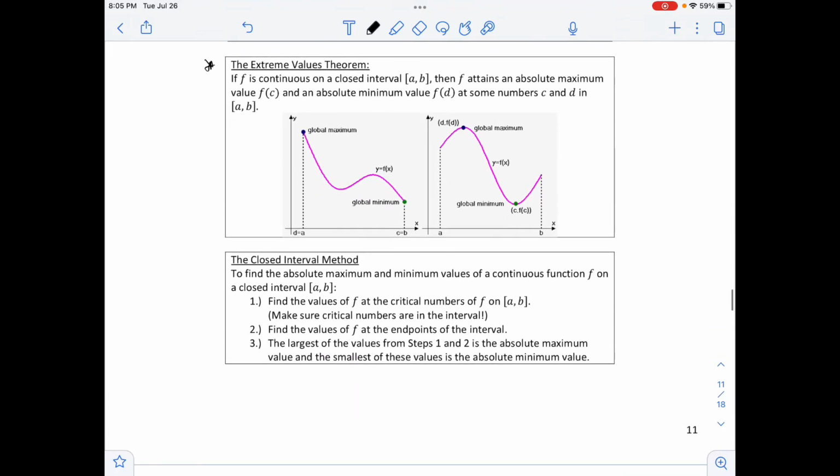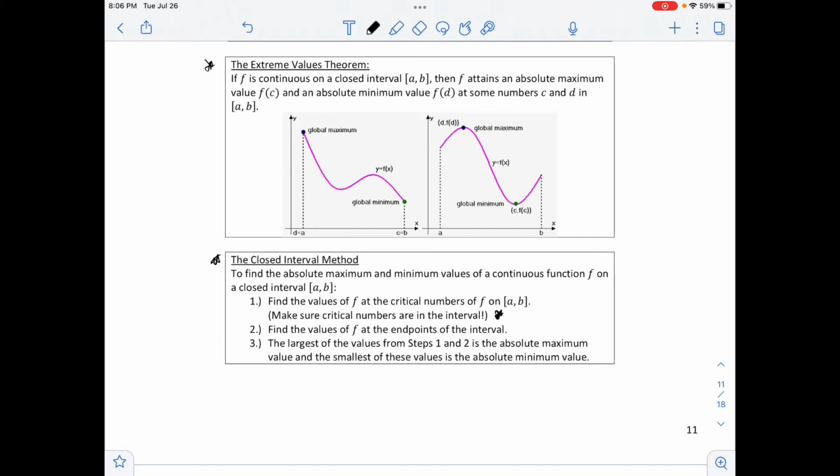So right below this we have the closed interval method. This one says to find the absolute maximum and minimum value of a continuous function f on a closed interval a to b. We first need to find the values of f at the critical numbers of f on a to b. So the first thing is to find our critical numbers. Make sure critical numbers are in the interval, which is one of the important things here to note. Step 2 says to find the values of f at the endpoints of the interval. And then step 3, the largest of the values from steps 1 and 2 is the absolute maximum value, and the smallest of these values is the absolute minimum value.